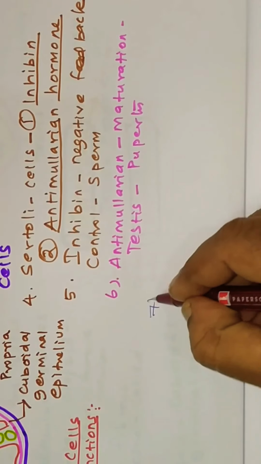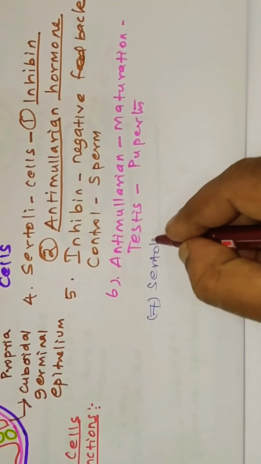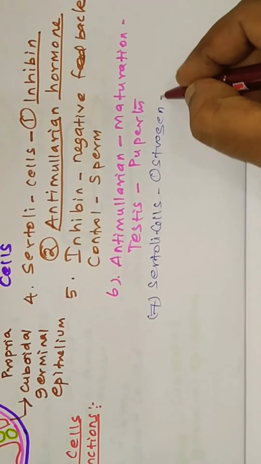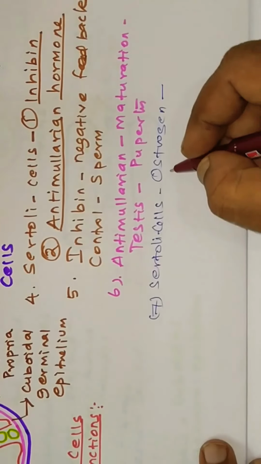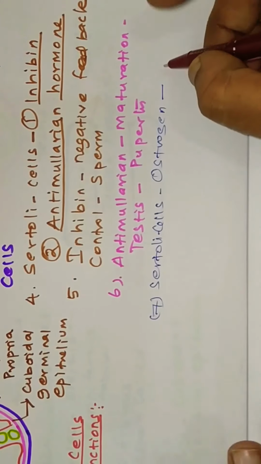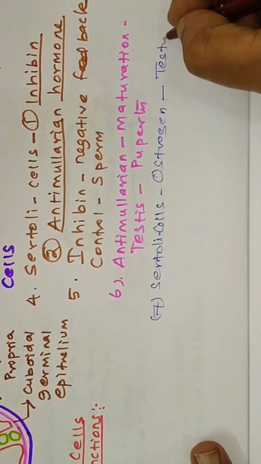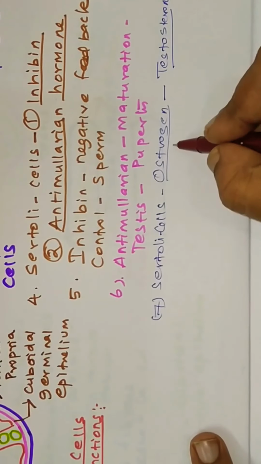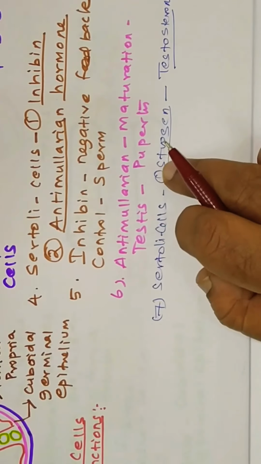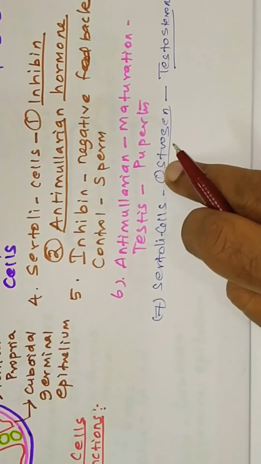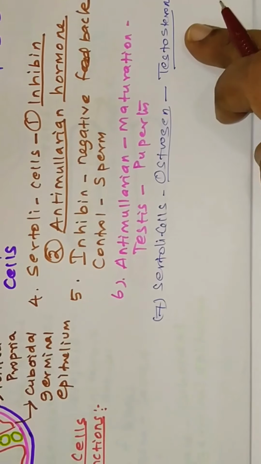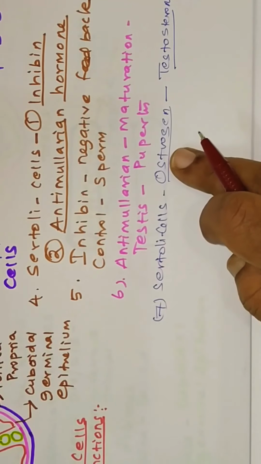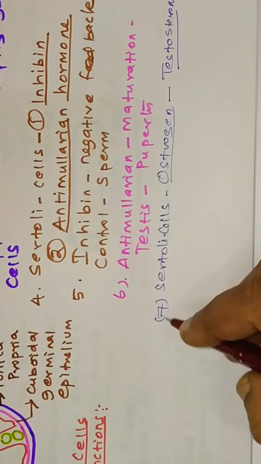And next, the Sertoli cell produces estrogen from testosterone. Testosterone is a male sex hormone. So you may wonder that estrogen is a female sex hormone. But even so, a small quantity of estrogen is produced in the male with the help of Sertoli cells from testosterone. A small quantity of estrogen is also produced in the adrenal gland. That's a much more important point from the exam point of view.